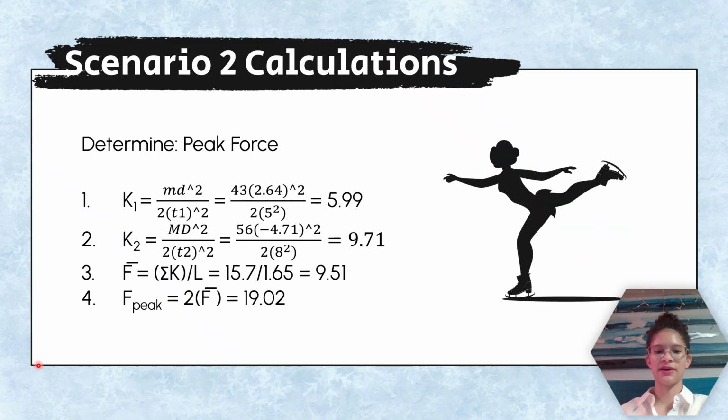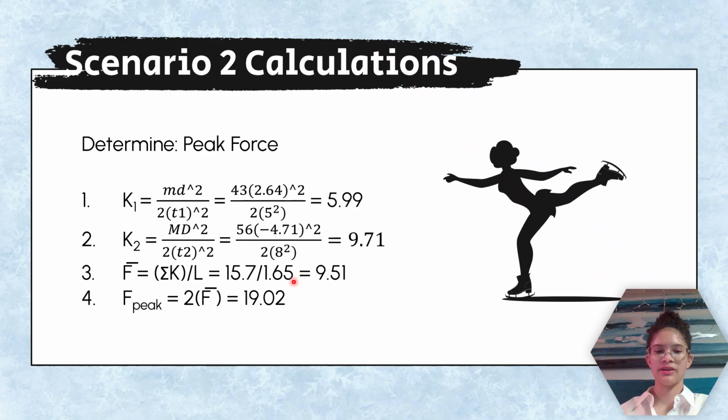Here's our second set of calculations for scenario 2, in which we determine peak force. So first you get the kinetic energy of each of the skaters, and it's just 1/2 mv squared broken down into displacement over time again. And we get 5.99 joules and 9.71 joules respectively.